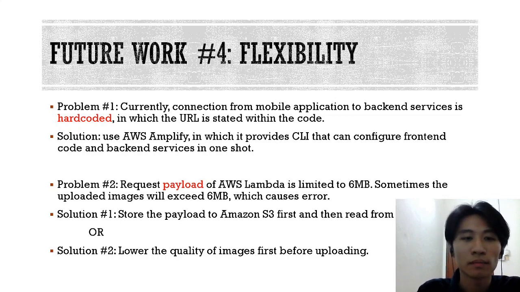For the second problem, the request payload of AWS Lambda is only 6 MB at maximum. So sometimes the uploaded image will be too high quality, which exceeds the 6 MB. There are two solutions proposed. First, we store the payload into S3 first and then we read it out, or we lower the quality of the images before uploading them. So I think that's all from me.